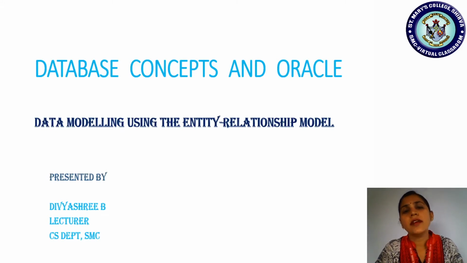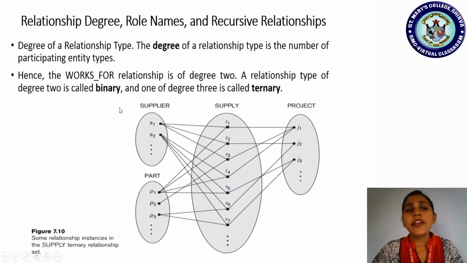Welcome dear students. Let us begin our session by taking the concept of role names, the degrees and the recursive relationship in ER model. Degree of a relationship type. What is the meaning of this? The degree of a relationship type is the number of participating entity types.